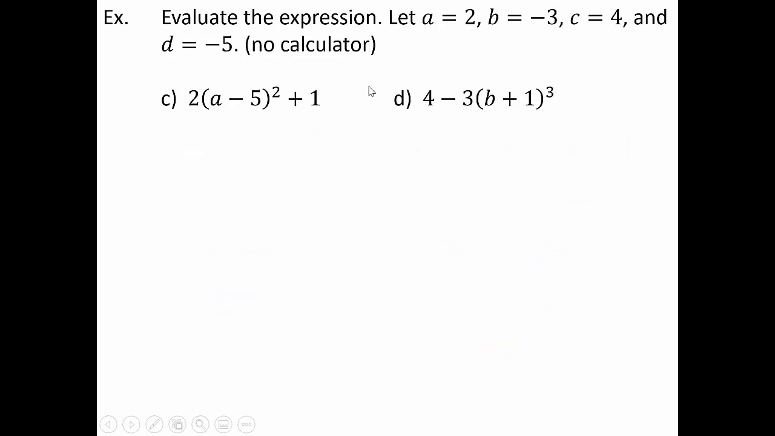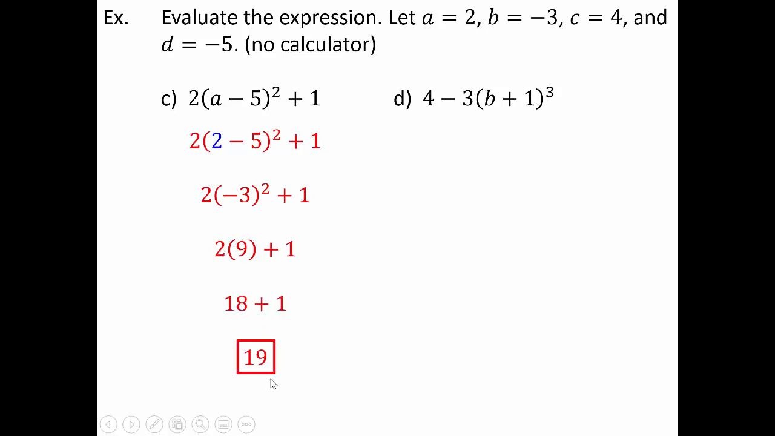All right, here's question C. I'm going to take the A and replace it with 2. Notice I didn't put the 2 in parentheses because I thought a few steps ahead and realized that the parentheses around the 2 weren't going to make any difference, so I didn't bother putting them. So now order of operations, we'll start with 2 minus 5, which is negative 3. The negative 3 is being squared, making it a positive 9. 9 times 2 is 18. 18 and 1 is 19. Final answer.